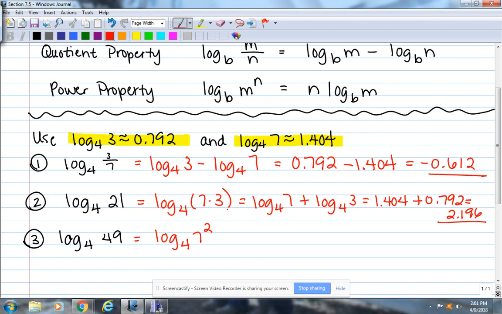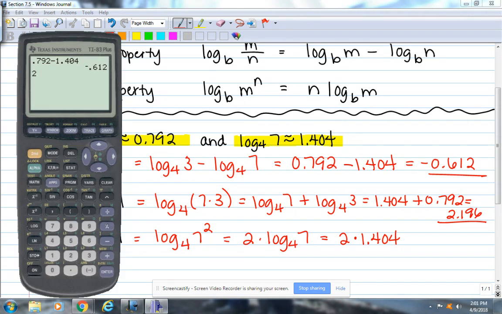Now what do I do with the exponent? That power property tells us to do what? Bring the exponent to the front, right? So that's going to be 2 times the log base 4 of 7. And what is the log base 4 of 7 equal? 1.404. So in our calculator, we're going to hit 2 times 1.404. 2.808.